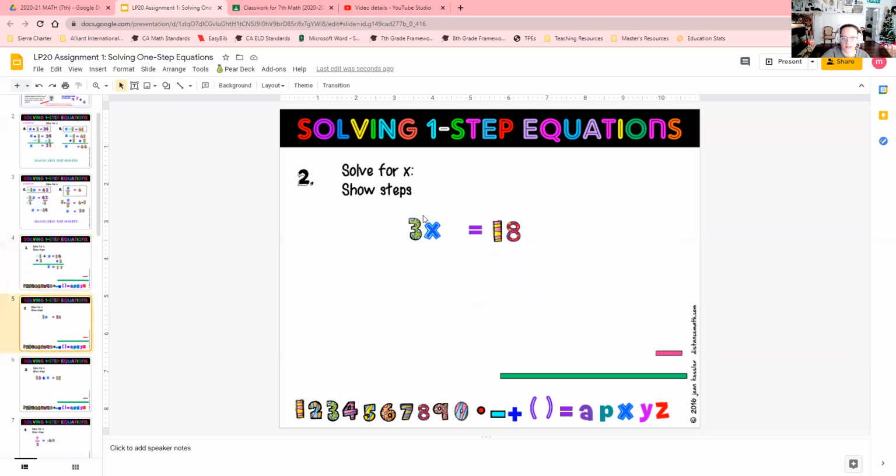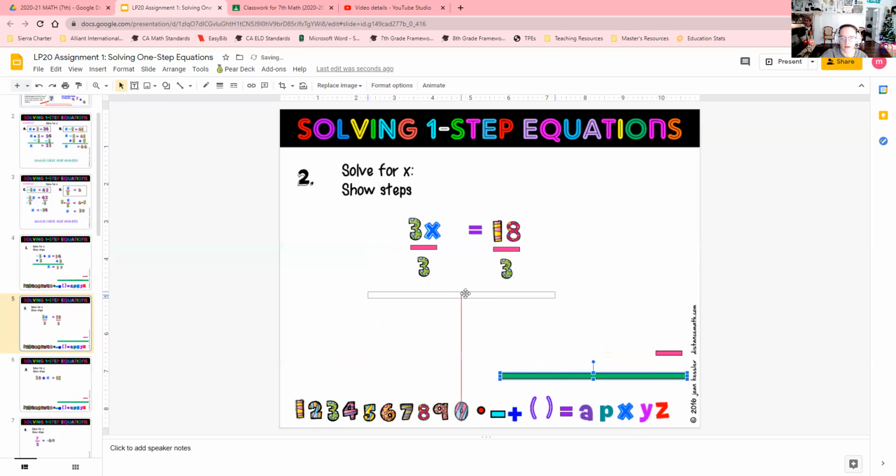Number 2 here, we have 3x equals 18. The goal is still to get x by itself. This 3x here is a type of multiplication. So if I have a multiplication problem, I want to use division to cancel it out. So I'm going to grab my little division fraction bar here, and we're going to divide both sides by this number 3. So we can put a 3 on the bottom.